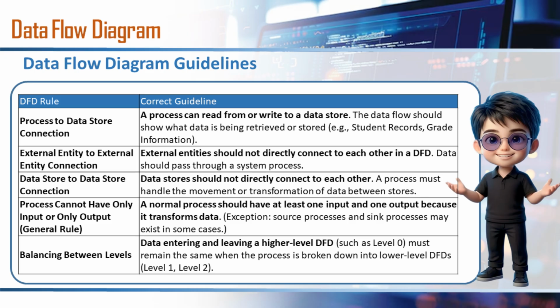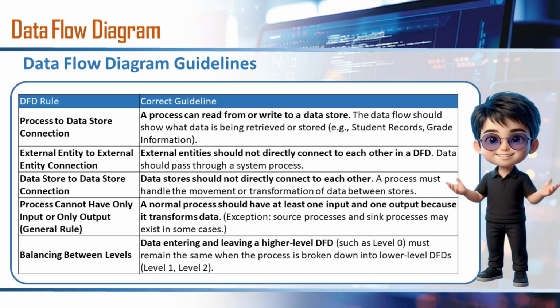External entities should not connect directly to one another in a DFD. When data needs to be exchanged between two external entities, the data should pass through a system process so that the system can represent how the data is handled. Similarly, data stores should not connect directly to one another. A process must handle the movement or transformation of data between data stores. This ensures that the DFD clearly represents how data is processed within the system.